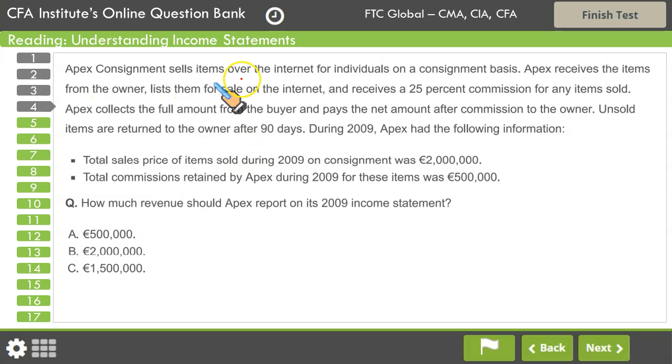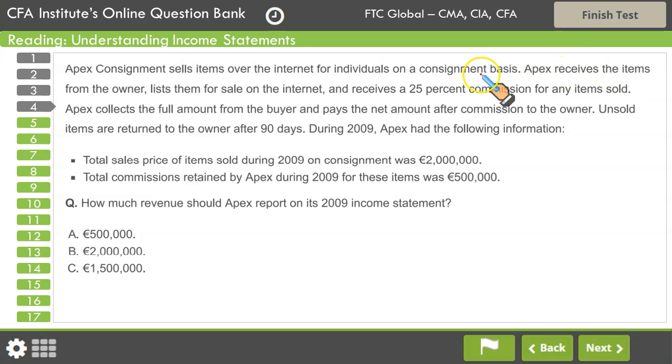Apex Consignment sells items over the internet for individuals on a consignment basis. First of all, when you send some goods to your agent who will sell goods on your behalf, goods on consignment is your property. The consignee who receives your goods will get a certain amount of commission. Right? That's an important piece of information.